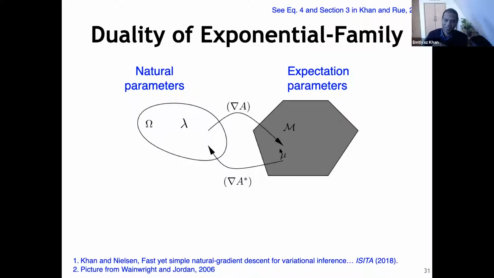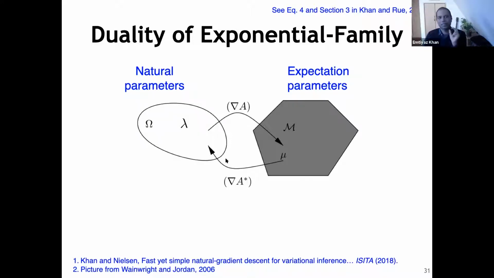Okay, that seems quite complicated, and it seems like why are we learning about this thing, but it turns out that this is the key to connect the two worlds. So not only can you go from lambda to mu by taking the derivative of this function A, this is a strictly convex function, it turns out you can also go back.